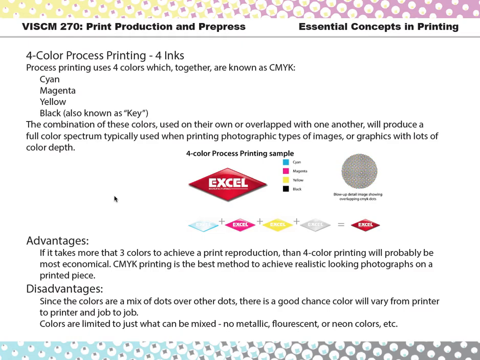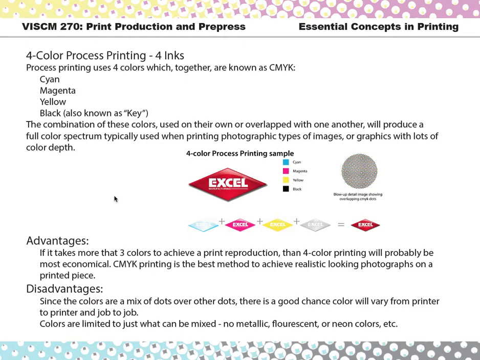So 4-color process printing. It's 4 inks. There's 4 colors, CMYK. So it's got many different names. It's called process printing, 4-color printing, 4CP, CMYK printing. So they're kind of all interchangeable names. But basically, that's the way that you're going to get your color photographs. You're going to get graphics with lots of color depth and shading and tinting and drop shadows and any subtle color differences. You're going to want to use 4-color process printing.